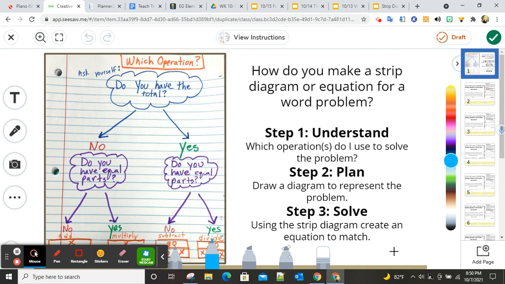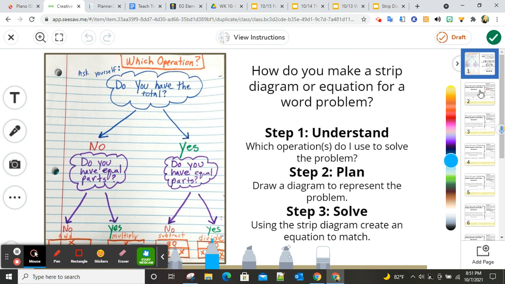So go ahead and get out your math notebooks or math notebook section and write these steps down for writing a strip diagram or an equation. Step 1, which operation do I use to solve the problem? Step 2, draw a diagram to represent the problem. And then step 3, use the strip diagram to create an equation to match. So we're going to try a couple problems together, and then you are going to get a chance to try a few problems by yourself.